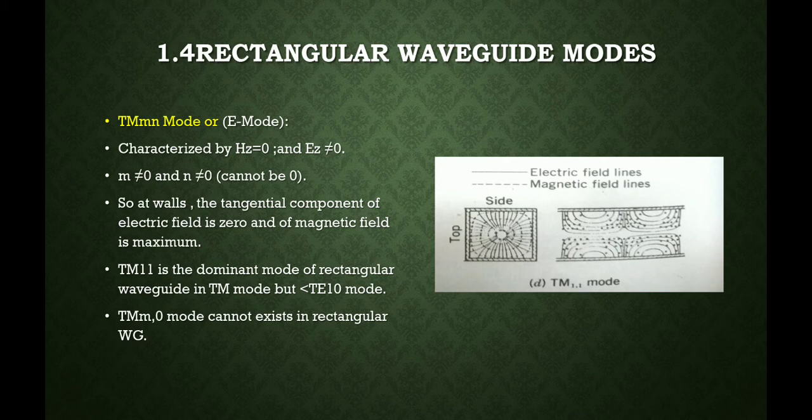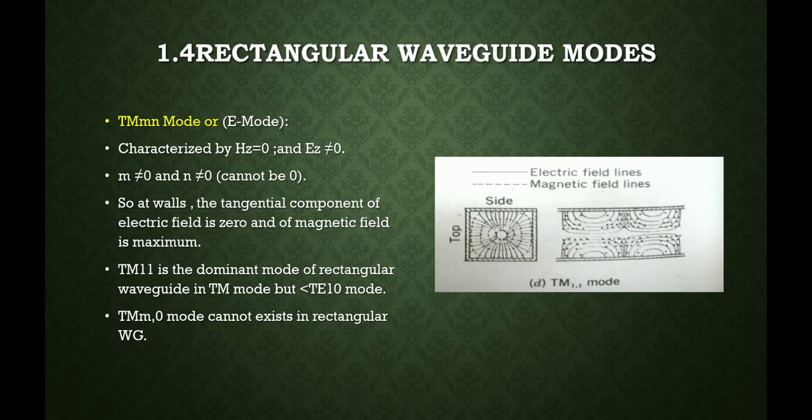TM11 is the dominant mode of the rectangular waveguide in TM mode, but it is lesser than the TE10 mode. For TM mode of the rectangular waveguide, TM11 has the lowest frequency, but compared with that of the TE10 mode, it is still bigger. So TE10 mode is the overall dominant mode for the rectangular waveguide.